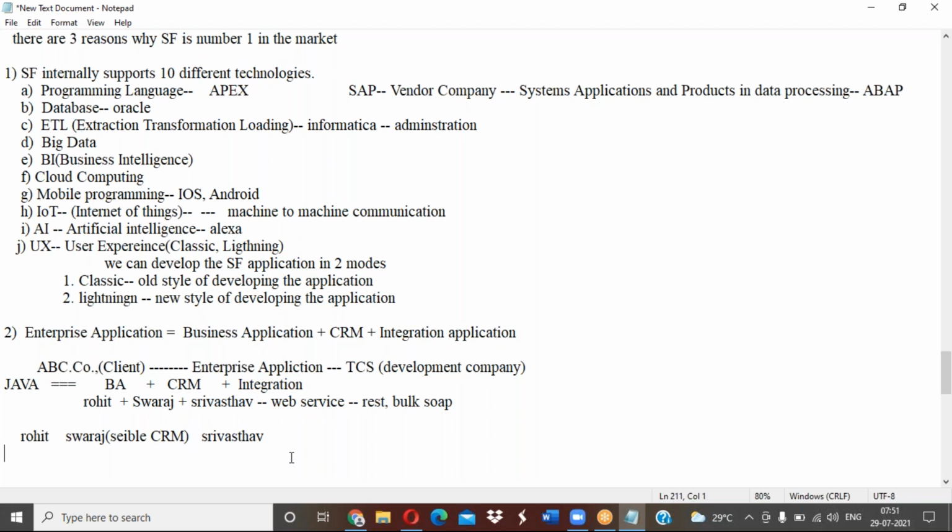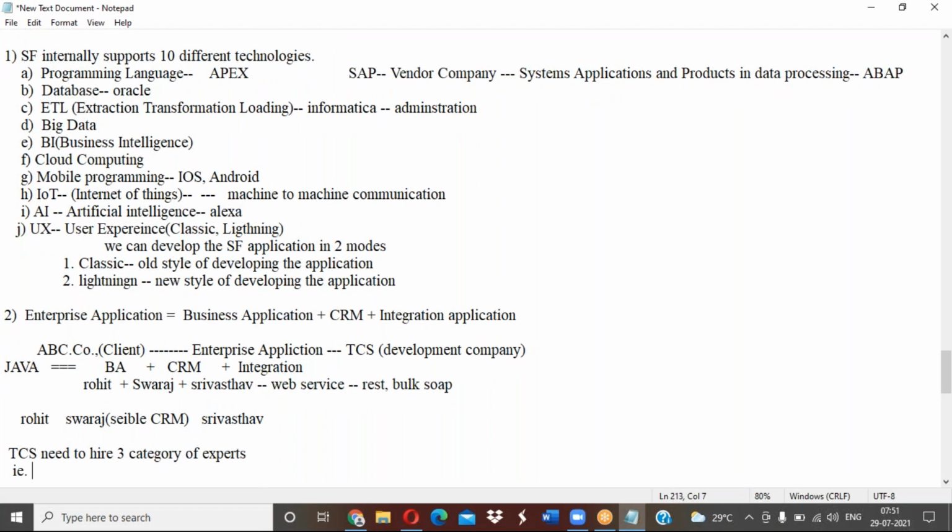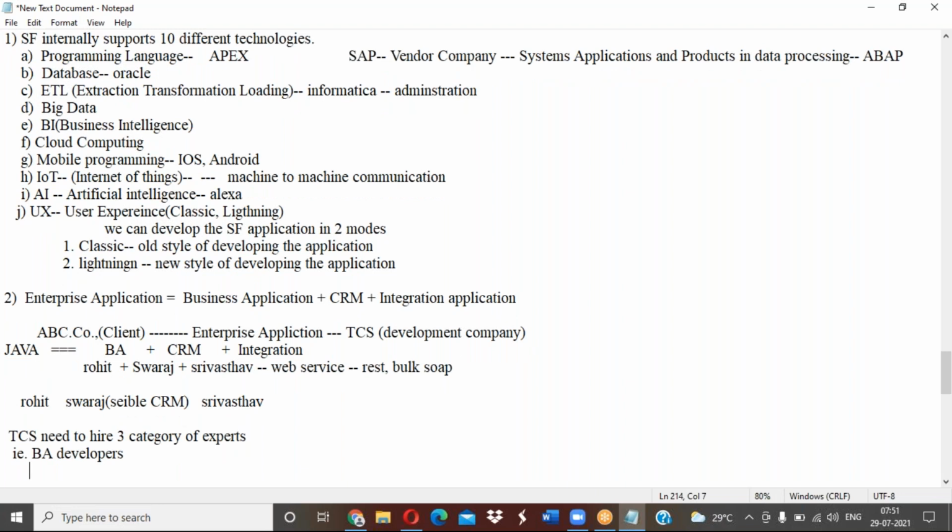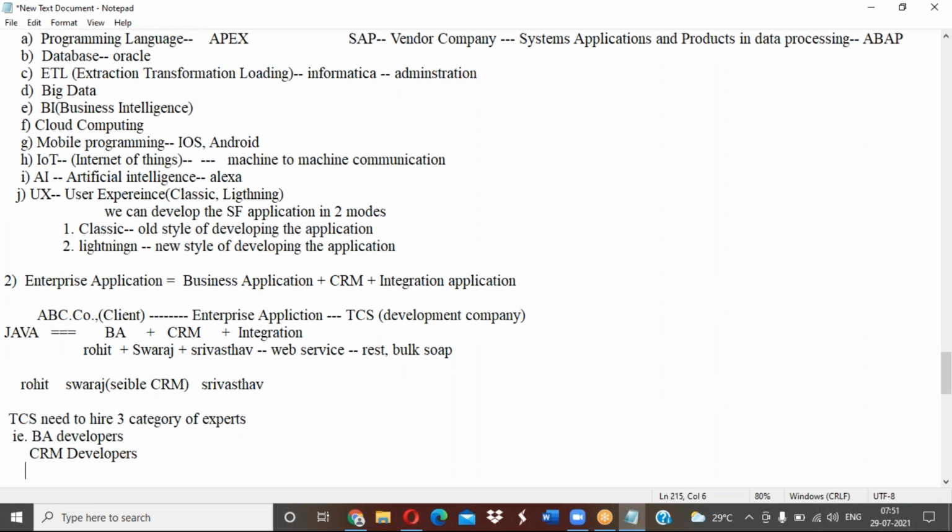In this particular example, please tell me all of you, if TCS wants to develop an enterprise application for this company, TCS needs to hire how many categories of experts? Three categories. Yes or no? Yes. That is the people who know about developing the business application, business application developers. Yes or no? And the CRM developers. The point is very crucial, guys. And integration application developers. Understand all of you? So three categories of experts: business application developers, CRM developers, integration application developers.